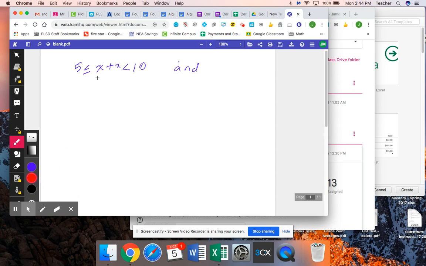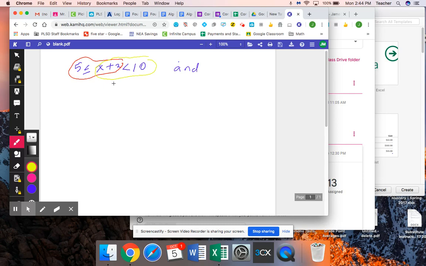It is this: x plus 2 is greater than 5, and then at the same time, actually, let's use yellow, at the same time that x plus 2 is less than 10. So both of those things are true at the very same time, right?